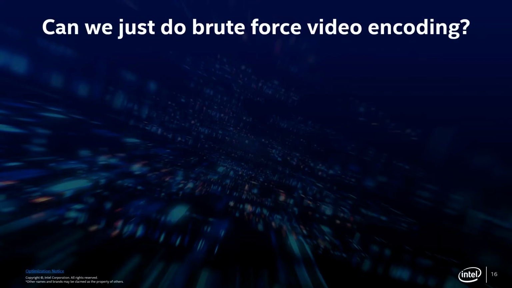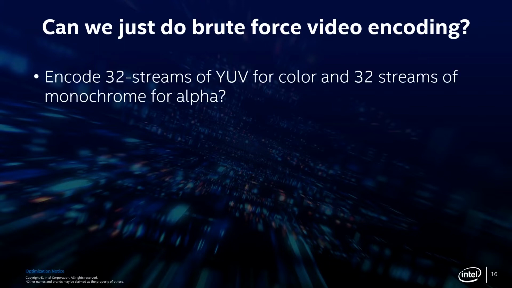Now that we've solved the problem of moving from RGB into YUV space, we can run this into a standard video compressor. So you could think, well, we've got 32 different layers. Can we just do a brute force video encoding and have 32 bit streams? And we'll encode 32 streams of YUV for the color and 32 streams of monochromatic video for the alpha channel. Now, you can do this, but playback becomes a bit of a problem. Now, we do have Intel GPUs that can decode this many streams, but it's a lot of pixel fill rate and really saturates your memory pretty quickly.